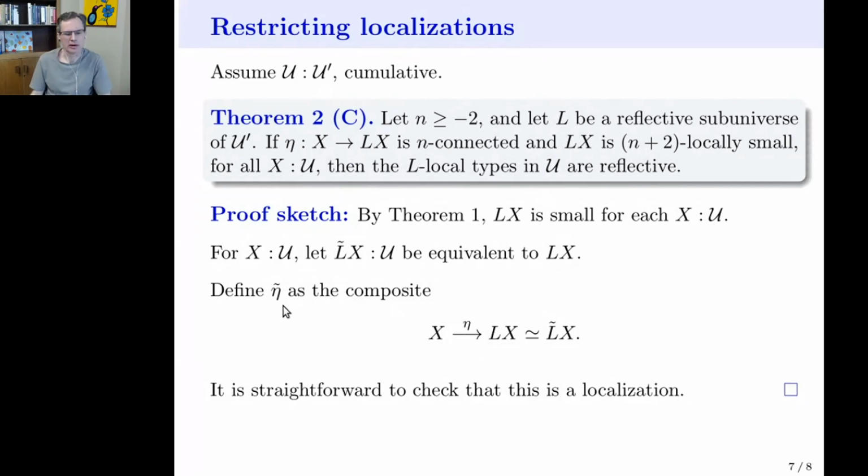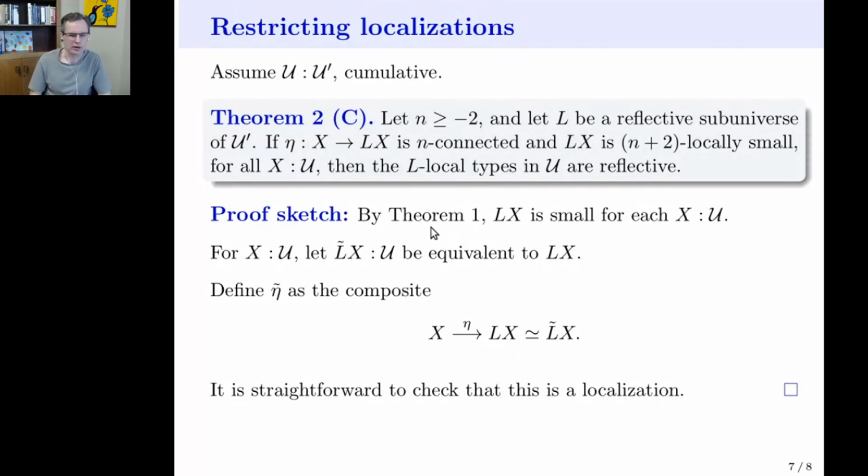And then you can define the eta for this L prime, I'll call it eta tilde, to just be the composite of the old eta with the equivalence you have between Lx and L tilde x. And then it's easy to see that this satisfies the property of being a localization. So this is not meant to be surprising; once you know that previous theorem, this just drops out. But it's a nice way to organize the fact that under certain circumstances you can restrict a localization from a larger universe to a smaller one.